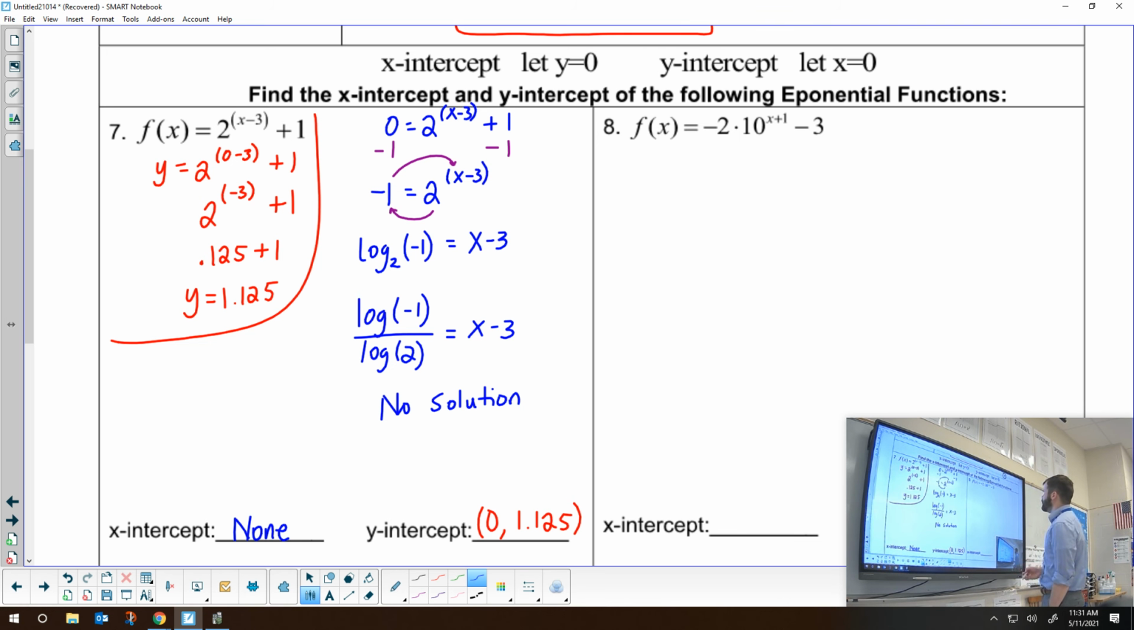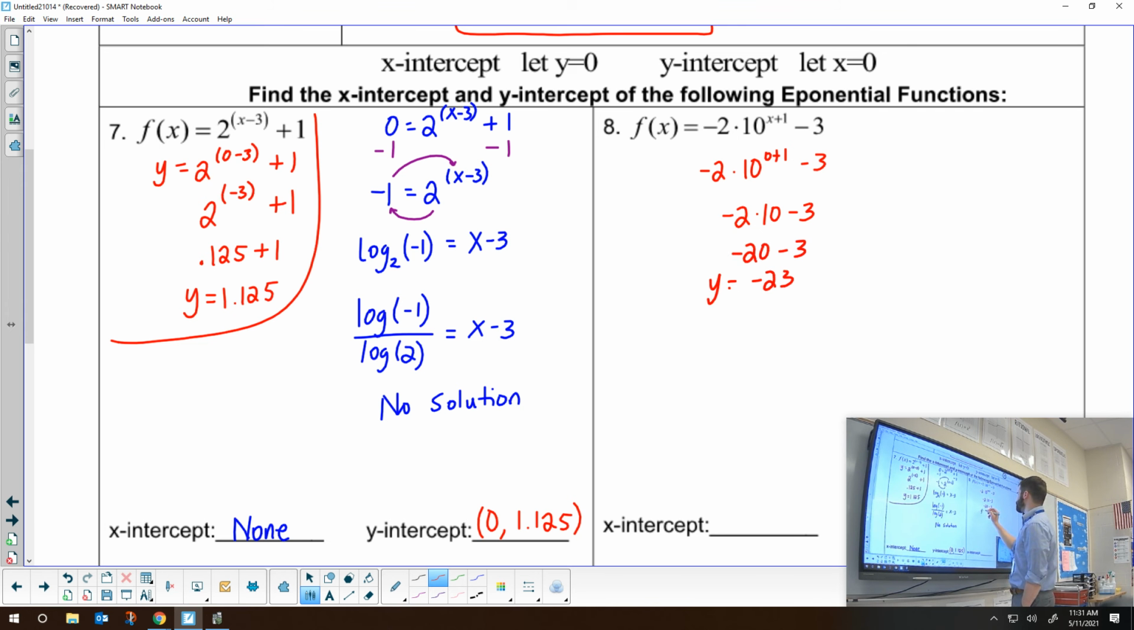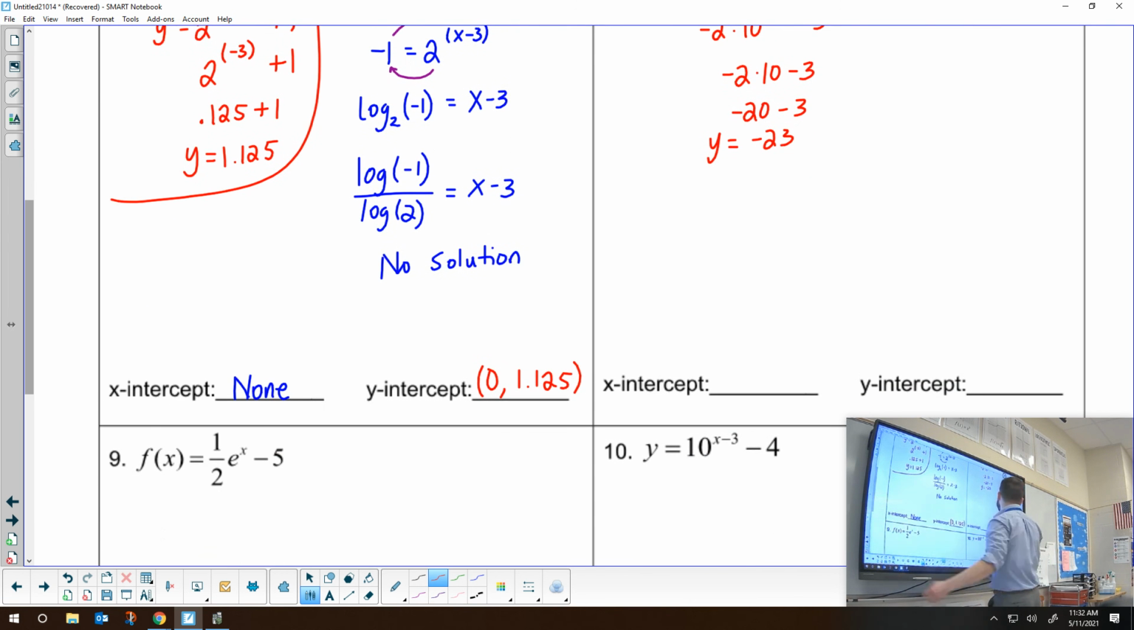Let's take a look at number 8. So number 8, we're going to be doing something similar. So first off, let's find my y-intercept. To do that, let's plug in 0 for x. So we're going to go -2 times 10 to the 0 plus 1 minus 3. So 10 to the 1 is 10. So we're going to have -2 times 10 minus 3. -2 times 10 is -20. -20 minus 3 is -23. So that's what y is going to equal. So we're going to have a y-intercept at 0, -23.